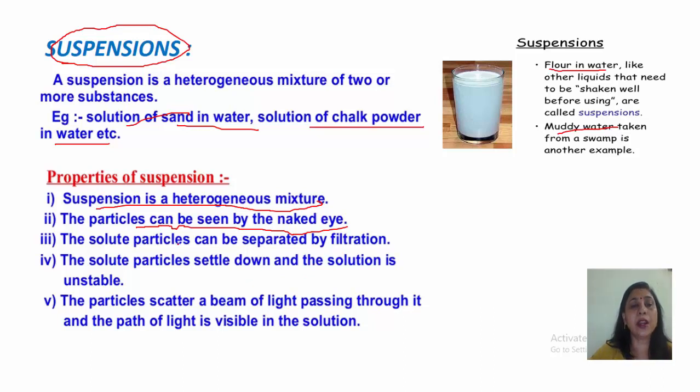As the solute particles are large enough, they can be separated by filtration. We can separate the solute from the solvent in suspension with the help of the process of filtration. The solute particles settle down and the solution is unstable. Why do they settle down? Because the particles are very big.